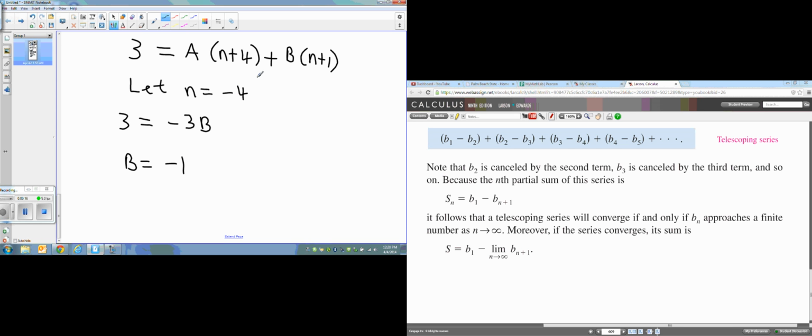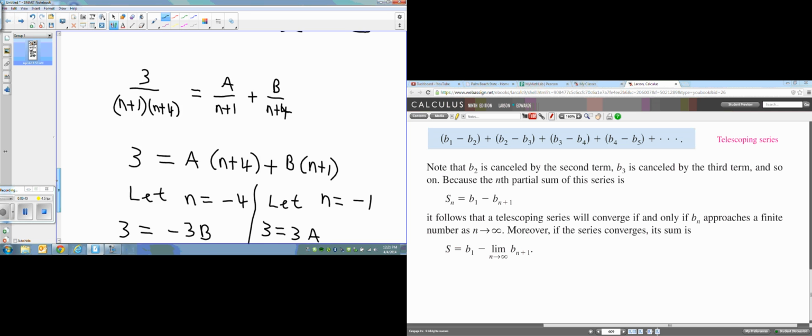Now, let n equal negative 1. If I let n equal negative 1, this equation becomes 3 is equal to a times negative 1 plus 4, which would be 3a. And negative 1 plus 1 would be 0, and 0 times b would be 0. So it turns out that a is equal to positive 1. So I found the values of a and b.